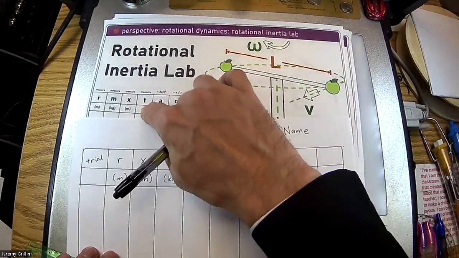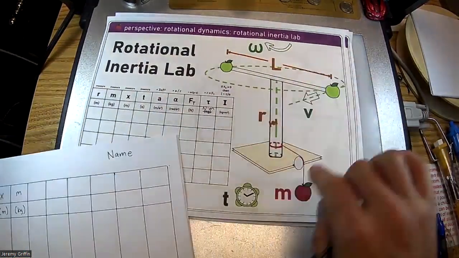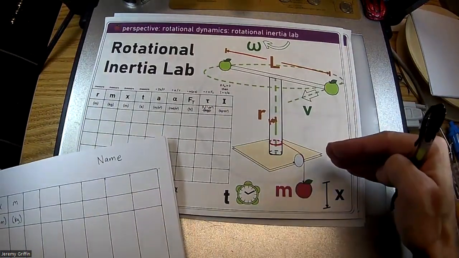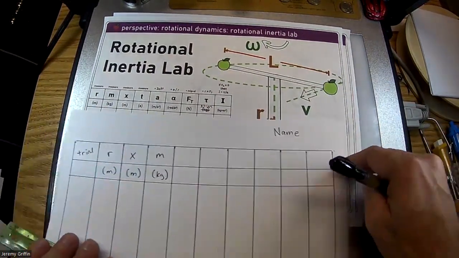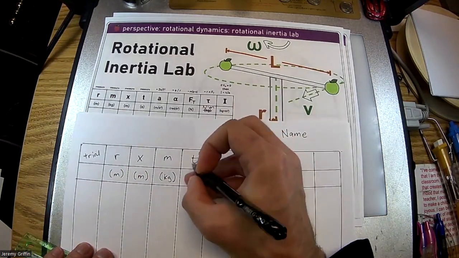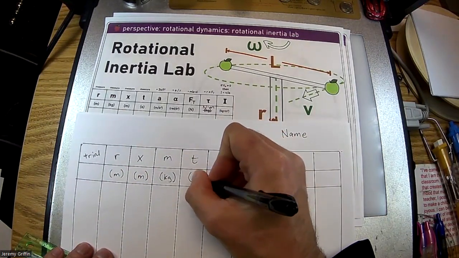What is the falling time? Oh, stopwatch. That's why you guys have stopwatches. It's going to take some time to fall that distance. So there's the time measured in seconds.